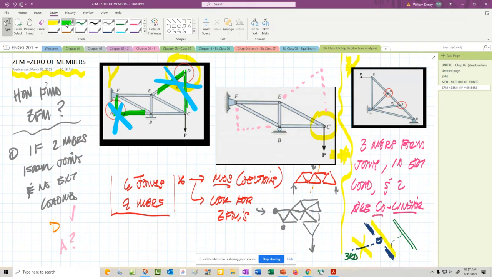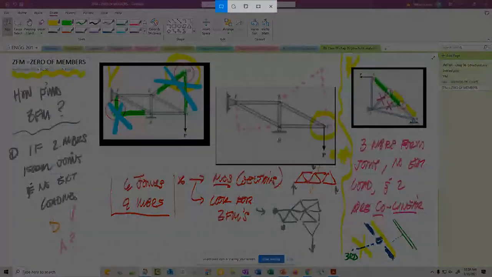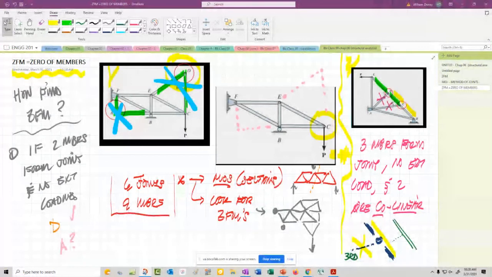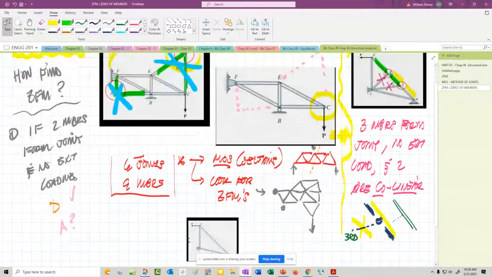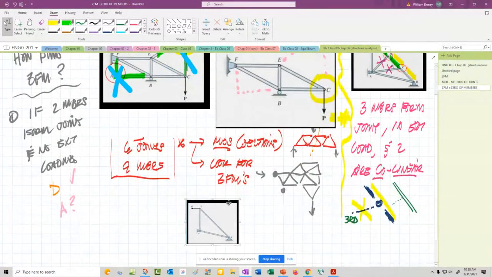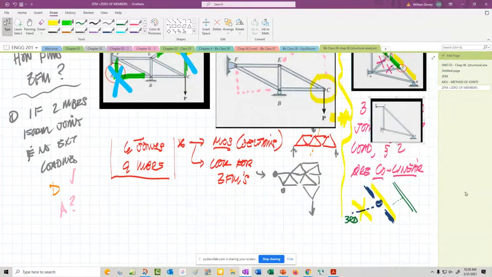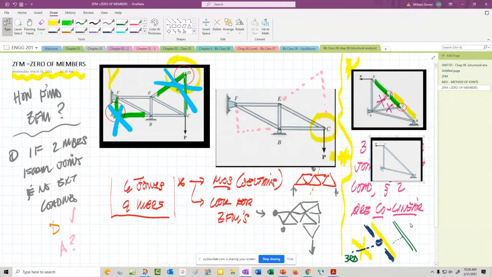So if we look at D up here, we have these two members in a line, and then we have this third one here that comes at an angle. That would be a zero force member. Same thing here at C. These two are in a line. This member is a zero force member. And we could just redo this structure when we go to solution. See if I can fit it in here. And we would just use it that way.